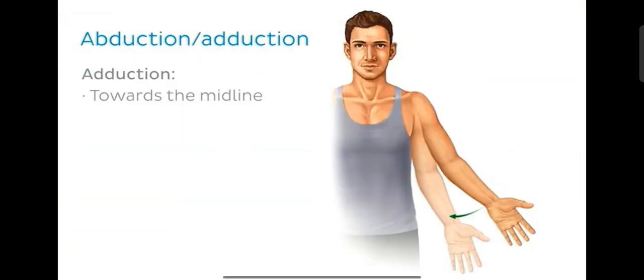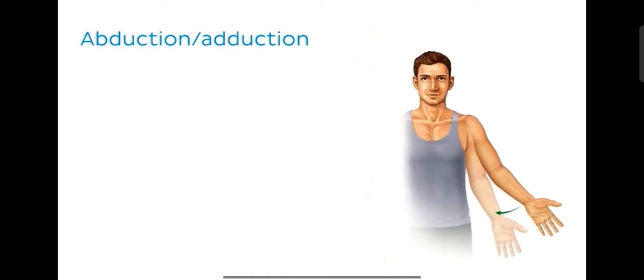In the diagram, we are seeing the model returning the arm from the abducted position to the adducted position. The endpoint of adduction is in here. The normal range of motion from anatomical position to the most inward point is around 45 degrees.